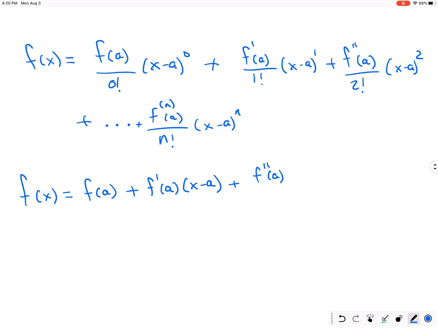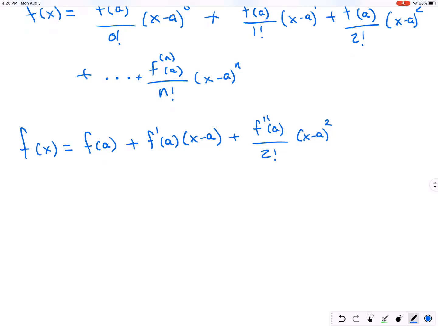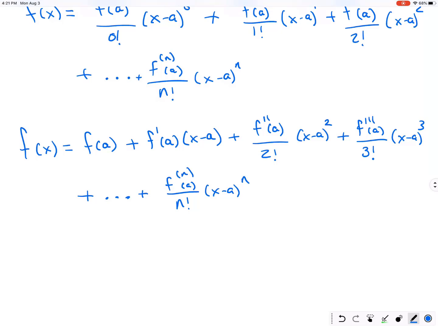And then plus the second derivative evaluated at a divided by 2 factorial times x minus a squared. And the next one would be the third derivative evaluated at a divided by 3 factorial times x minus a cubed. And then that would go on until we got to the nth derivative evaluated at a divided by n factorial times x minus a to the nth.